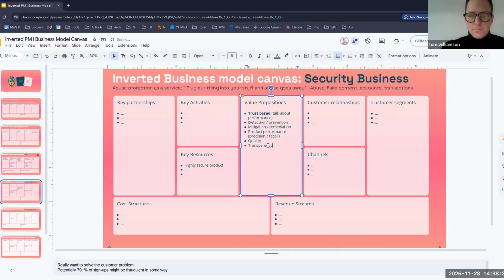Transparency then. Christina, I want to bring it also back to you. Imagine you're building this business. What are some of the key things you would want to throw on this business model canvas immediately?